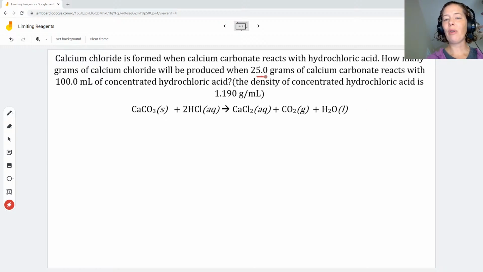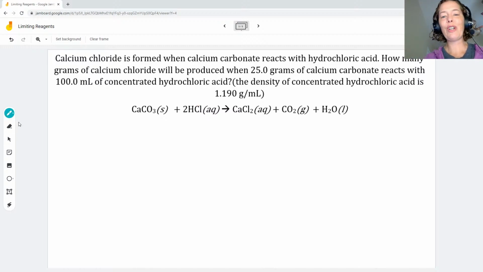Well, we were given information about calcium carbonate right here, and we were also given information about hydrochloric acid right here. So we have information about two of our reactants, so we need to figure out which one is limiting, which one is going to run out first, because that is going to limit how much product we can make. To do stoichiometry, what unit do we always have to be in? Yes, we always have to be in moles. So our first step is converting into moles for both of our reactants, or both of our reagents.